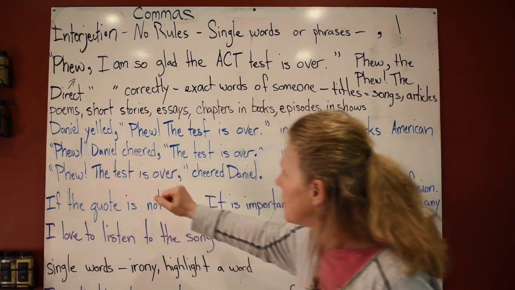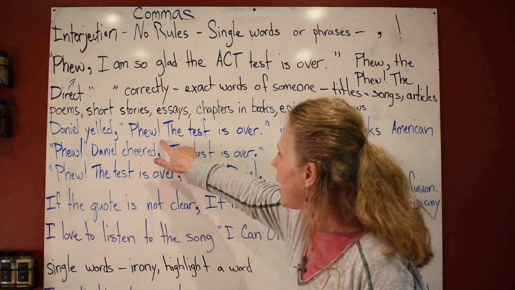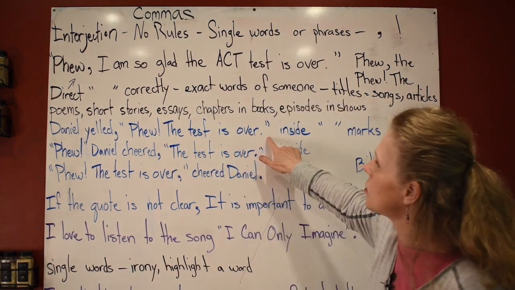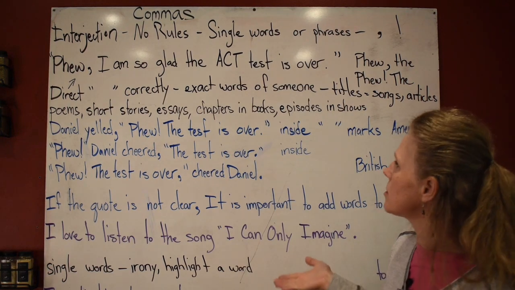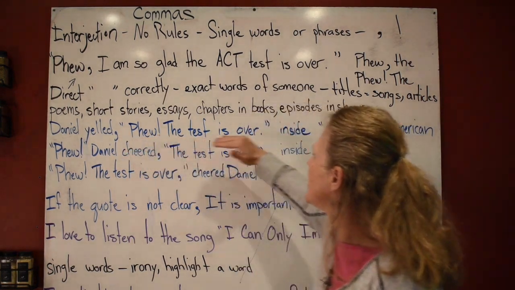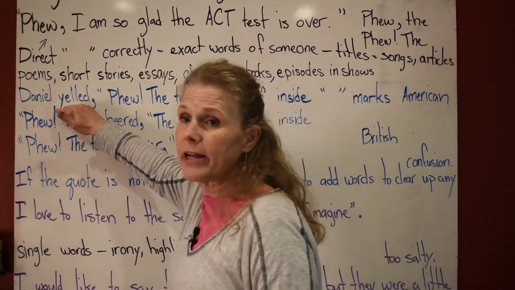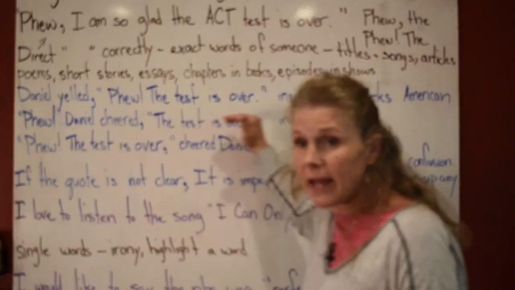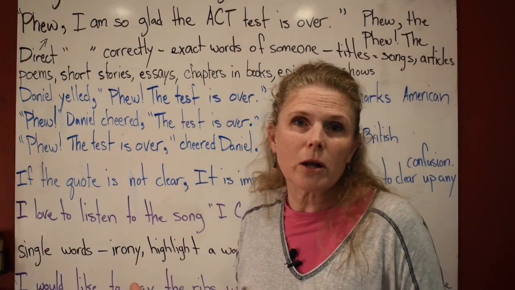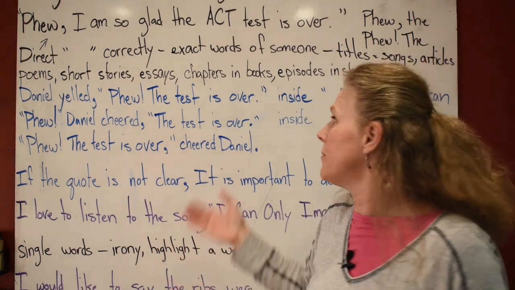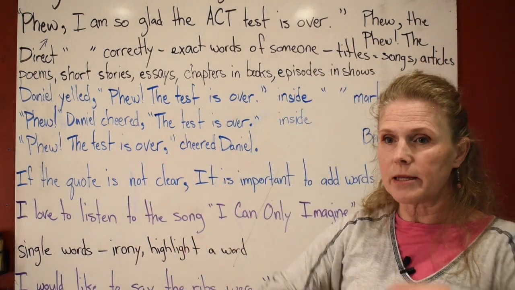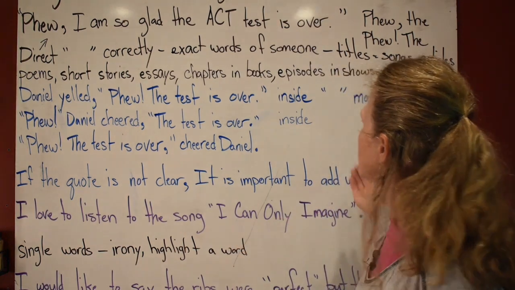Daniel yelled, "Phew! The test is over." But where do our quotes go? Right here with his exact wording. Now this right here is the narration, and this is the dialogue or the monologue. If he's saying it all by himself, it would be monologue. If it's a dialogue, it's talking to more than one person, okay?